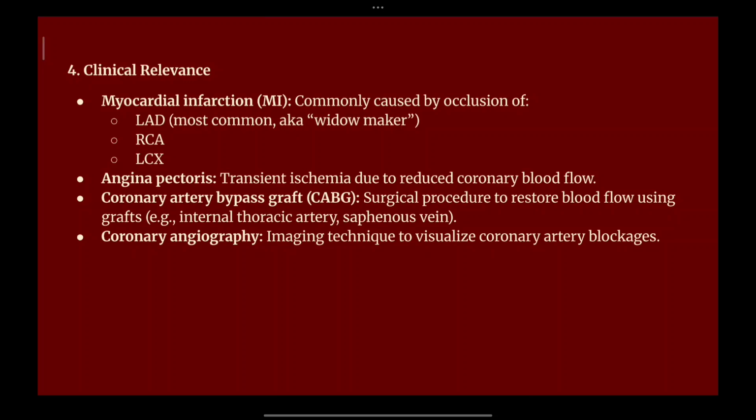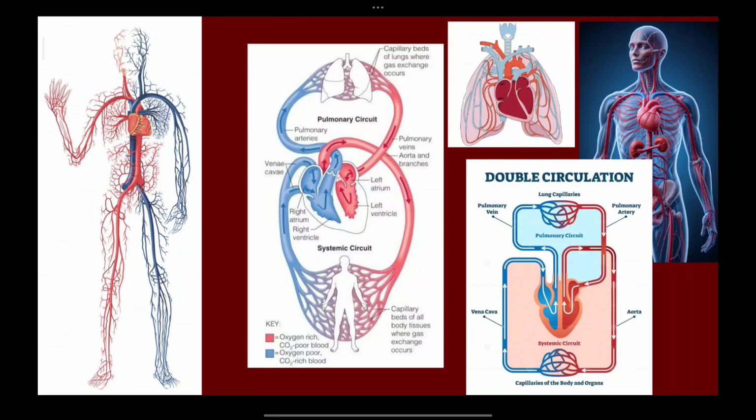So this covers the topic on blood supply of the heart. We have learned about the artery supply, the venous drainage or the coronary sinuses, and we have also learned about the clinical relevance of these arteries and veins as well. In the next video we'll be studying the systemic and pulmonary circulation.